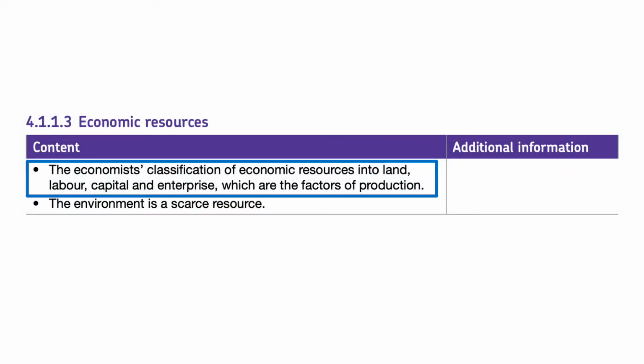This topic covers the first bullet point in section 4.1.1.3, Economic Resources, in the course specification. We'll be looking at the economist's classification of economic resources into land, labour, capital and enterprise, which are the factors of production.